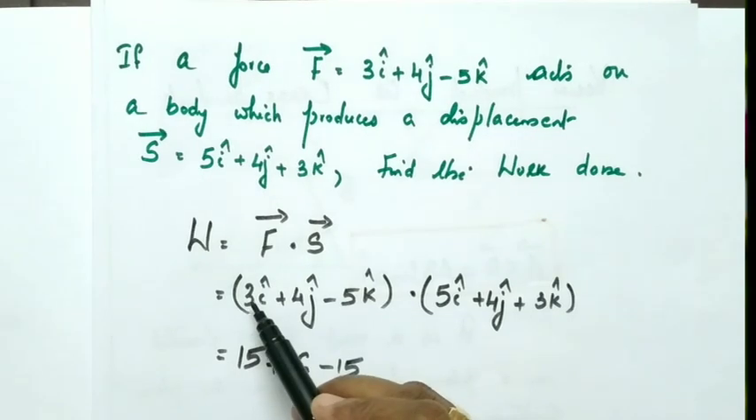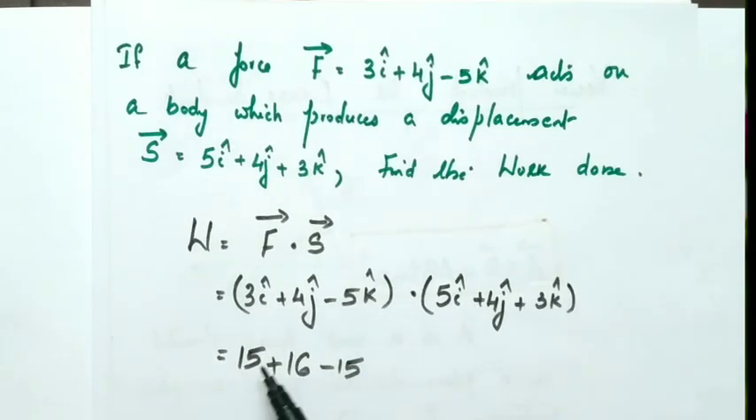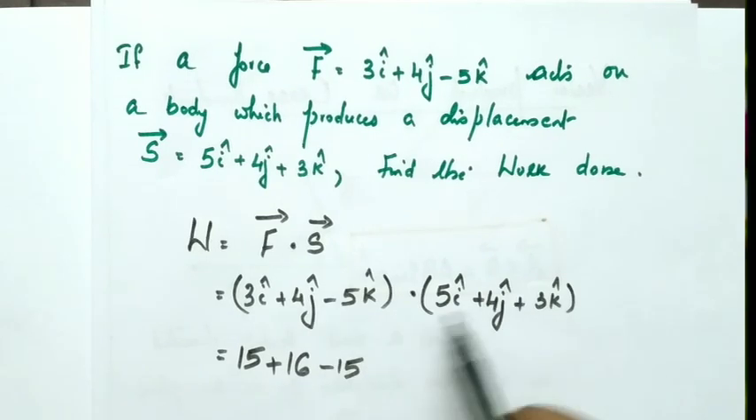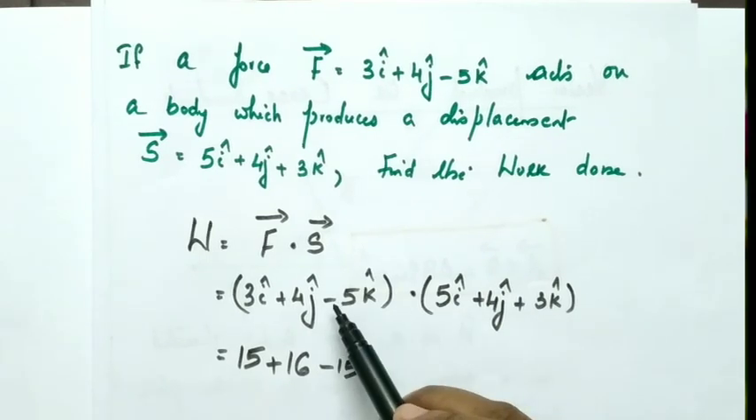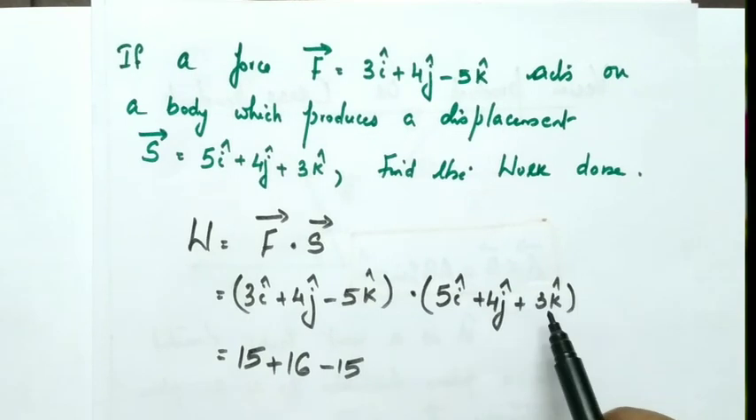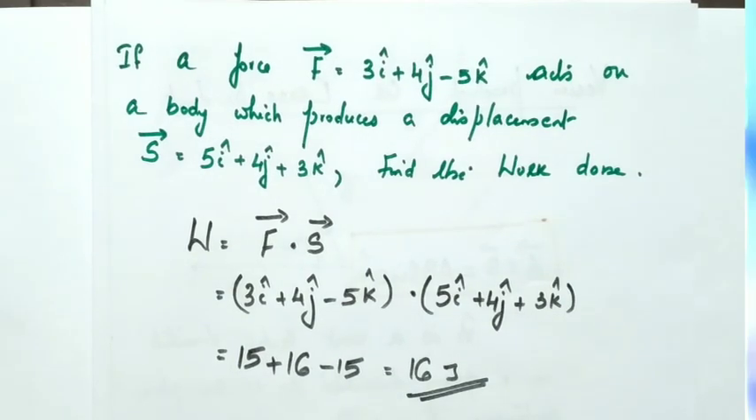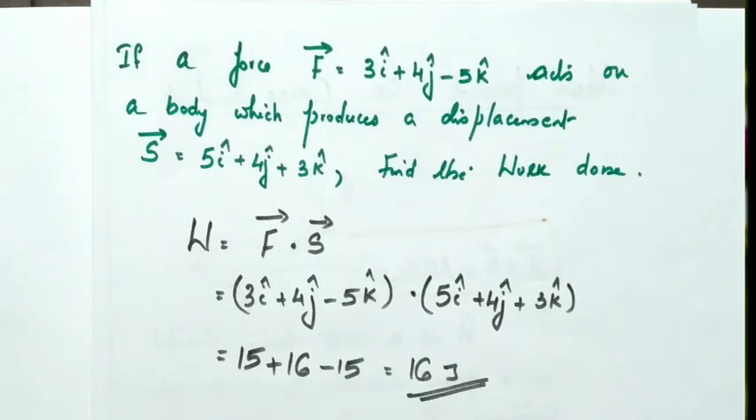So once more, 3i cap dot 5i cap is 15. Then 4j cap dot 4j cap is 4 into 4, 16. Minus 5k cap dot 3k cap is equal to minus 15. So what is the answer? The answer is 16 joule. Okay children, so the answer is 16 joule. So this is the method of finding the dot product of two vectors.